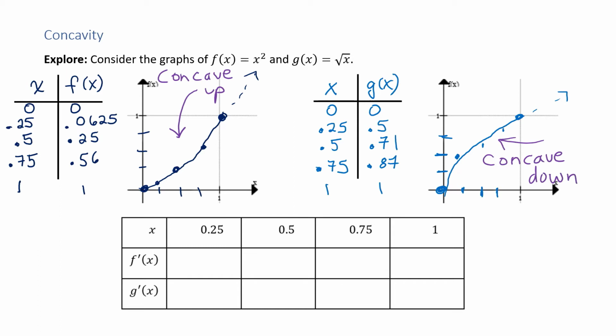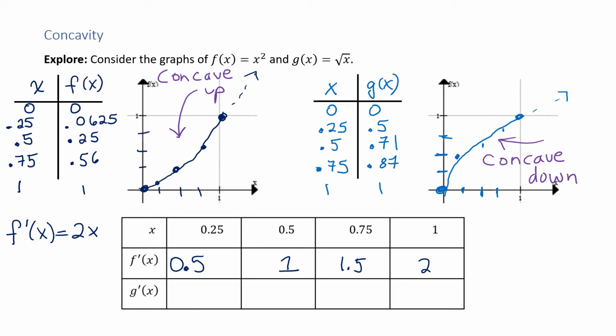Let's look at f of x and find the derivative. That would be f prime of x equals 2x. And we will evaluate the derivative at each of 0.25, 0.5, 0.75, and 1. 2x. 2 times 0.25 is 0.5. 2 times 0.5 is 1. 2 times 0.75 is 1.5, and 2 times 1 is 2.